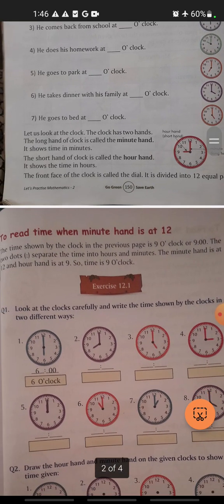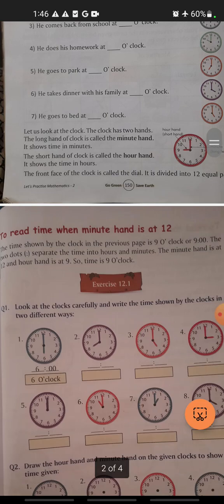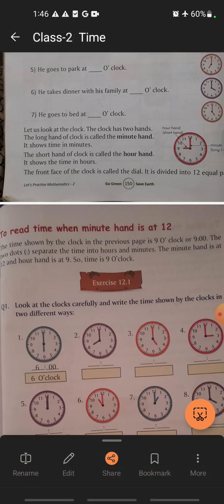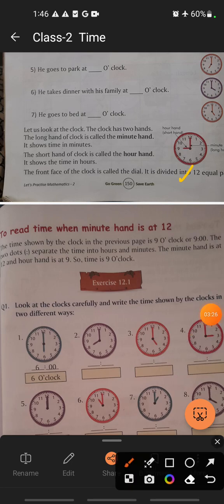So student, first we will learn reading of time when our long hand, means minute hand, is at 12. In this clock our long hand is at 12 and our short hand is at 9. This clock shows the time 9 o'clock.